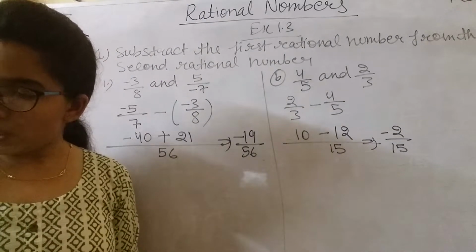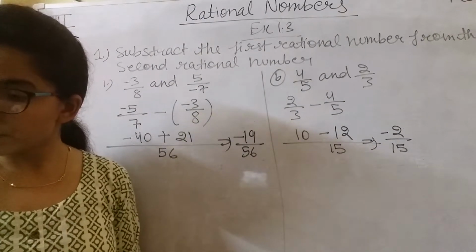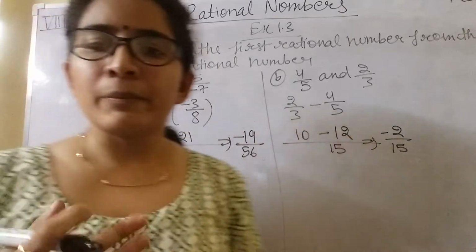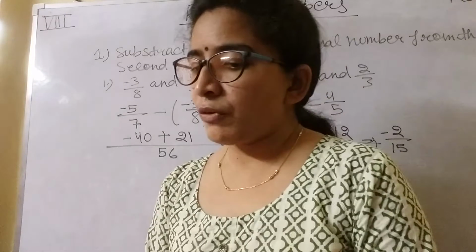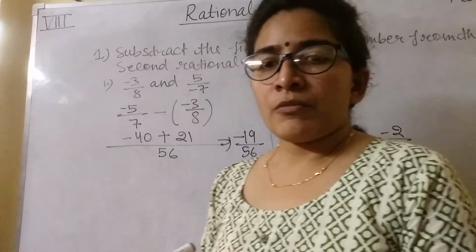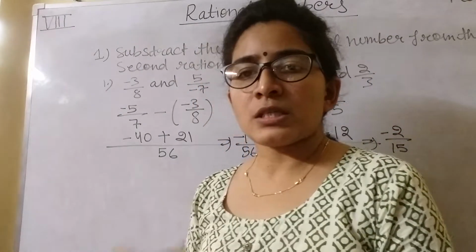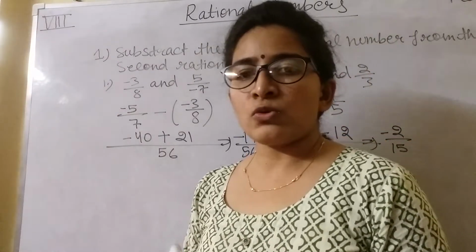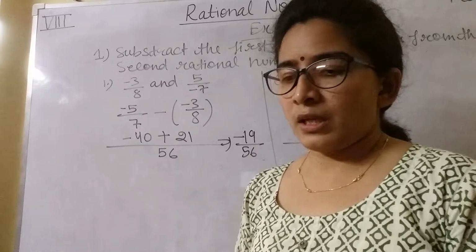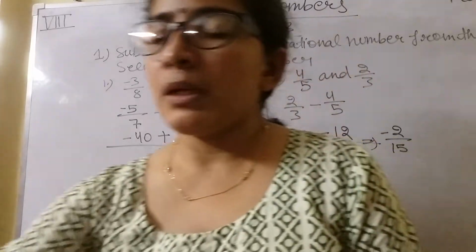Now the next question is question number 2. Simplify the following is the same. We have to subtract 6 upon 7 from 15 upon 11. So students, you try it yourself. Now we will attempt question number 3.